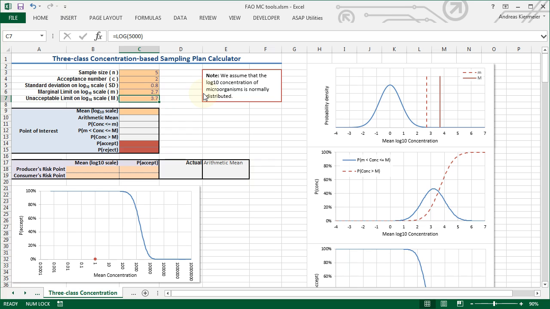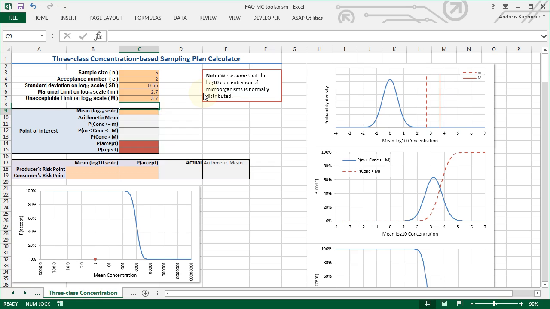Now, for the purpose of this demonstration, let's assume that the standard deviation of APC, the aerobic plate count, is 0.55 in our infant formula product. We can now use this area under the point of interest to calculate the probability of acceptance when the mean log 10 concentration takes on any value that we're interested in. For example, a value of 1 on the log scale.